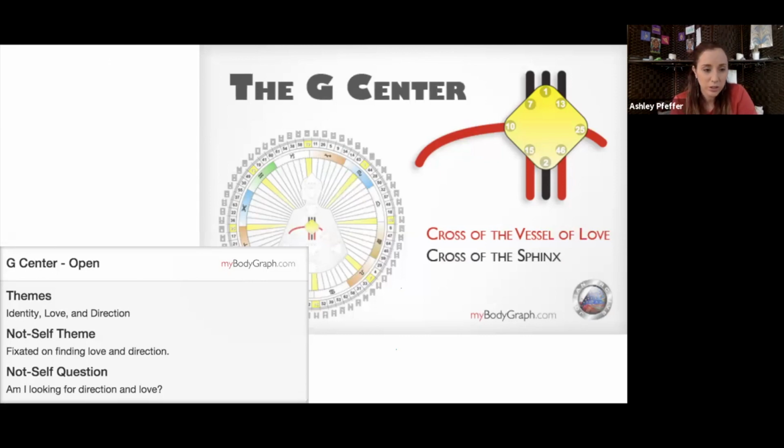And that's why one of the questions of the not-self theme is, am I looking for direction and love? You're either fixated on finding love and direction because, this is for open centers, you're not accepting the fact that it's going to change all the time for you. You're not going to love the same things all the time. You're going to have inspiration and sparks, and be like, ooh, I'm going to do this. Or when you're hanging out with certain people, you love it. Like your partner loves baseball, and so you can love that too because you're plugging into his love, and so you're sharing that. But by yourself, you wouldn't go to a baseball game. You're like, I don't really care.